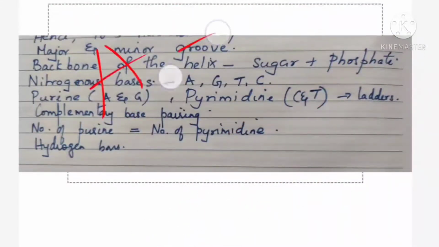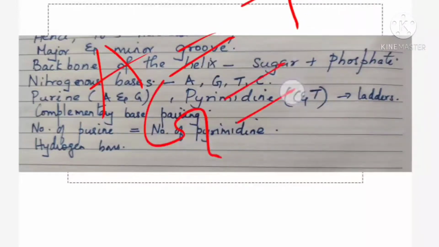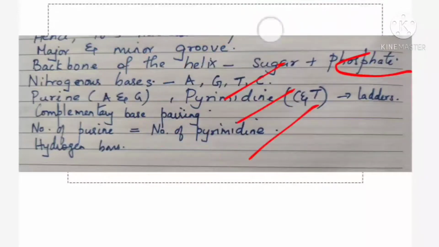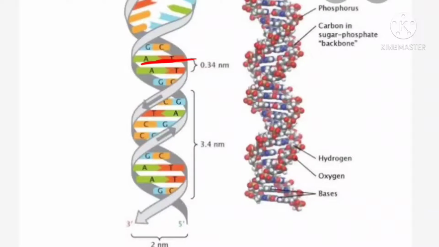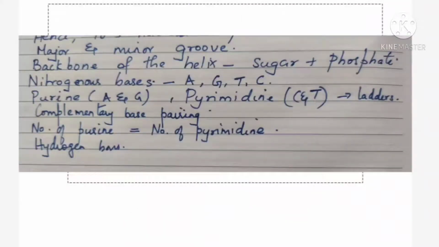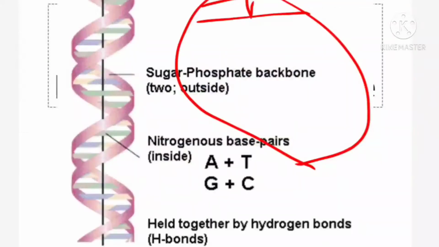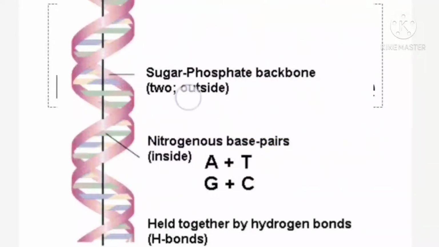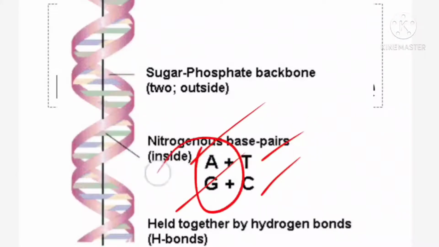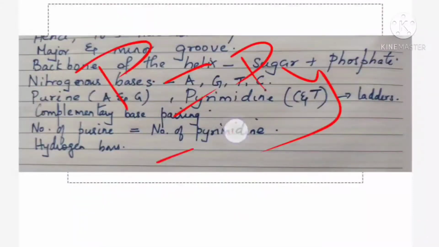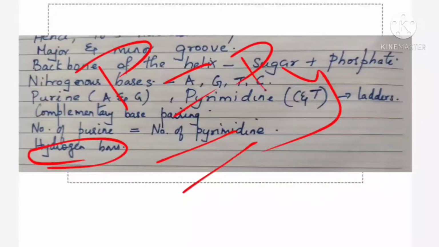Adenine will always pair with thymine and guanine will always pair with cytosine. This sort of base pairing we call complementary base pairing. In this complementary base pairing, the number of purines will always be equivalent to the number of pyrimidines. So A plus G will always be equal to T plus C. Purine will be equivalent to pyrimidine. And the bonding between them is hydrogen bonds. Okay, all these things you have to make clear.